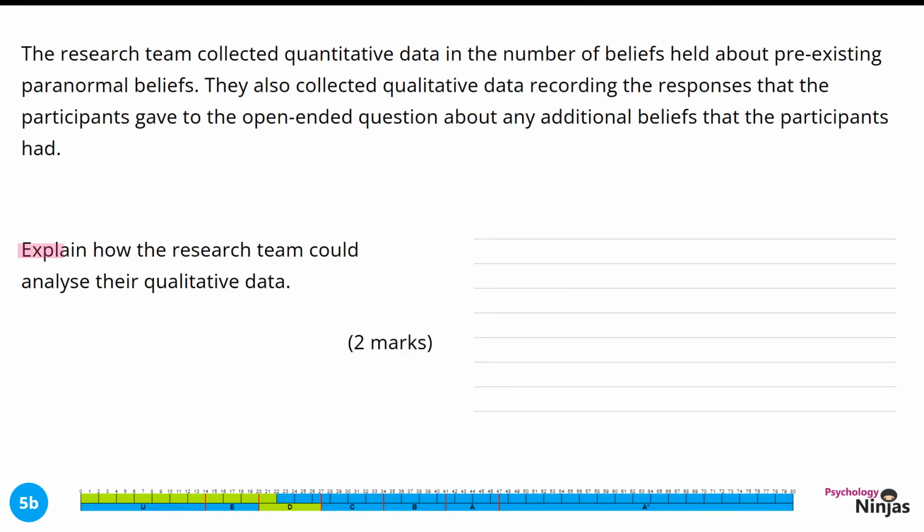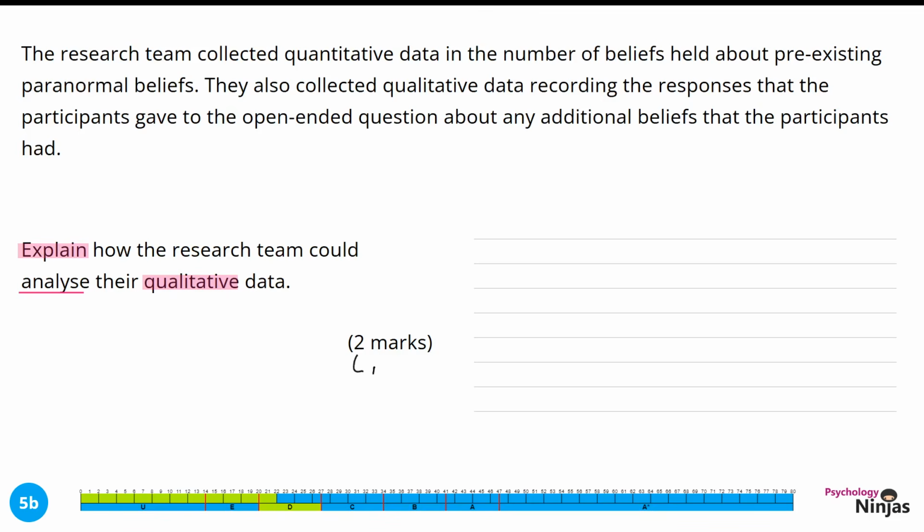Here we have the command word explain, which means we need to give detail and extension to our response. There is some assumed psychological knowledge in this question in that we understand what qualitative data is. This is written data, and we can remember that by the L in qualitative. This question is focused on how we're going to analyse that data, or how we're going to break it down in order to draw some findings out and understand this piece of research.